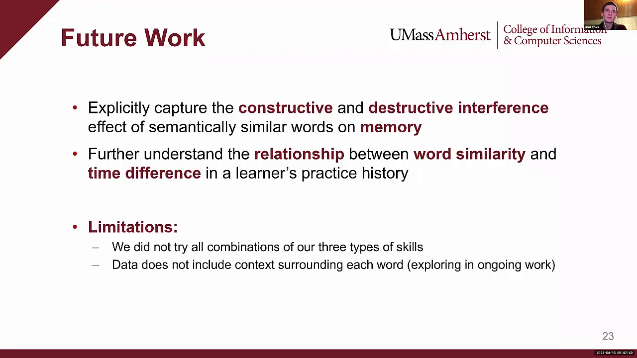Some limitations of the study are that we did not try all combinations of our 3 types of skills. For example, we did not try combining morphological and syntactic skills with semantic skills because the model structure for each of these was substantially different. And we also note that the data does not include context surrounding each word. So even if these items may be coming from translation tasks, we don't have the context which would be useful for predicting whether they got that word correct or incorrect. And this is something that we're exploring in ongoing work with a different data set.